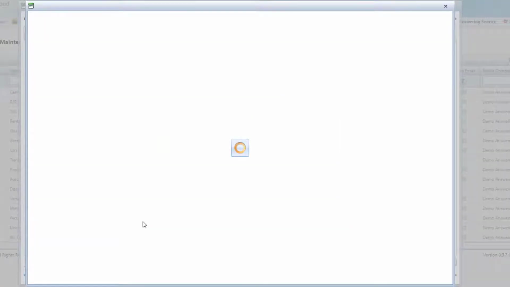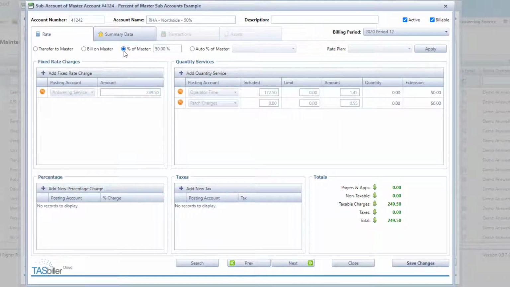So when you set these up, you just choose percent of master and plug in the percentage. Now, it's up to you to make sure these percentages add up to 100%. I don't audit that. So be very careful when you set these up that each of the sub-accounts added together totals 100%. You'll see on the rate plan here, on the rate tab, these are all grayed out. It's showing you these are percent of master calculations.